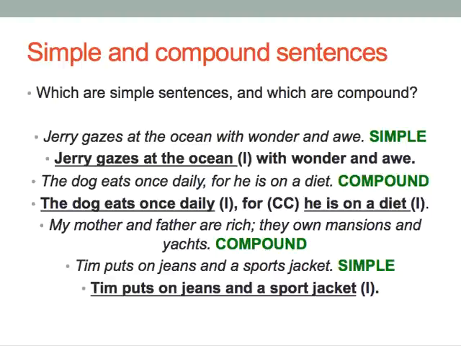Jerry gazes at the ocean with wonder and awe. A simple sentence with a prepositional phrase at the end. So that's an independent clause with a prepositional phrase after it. The dog eats once daily, for he is on a diet. It's compound. We see for, our coordinating conjunction, in between the two independent clauses. My mother and father are rich; they own mansions and yachts. Anytime you see a semicolon, you know it's going to be a compound construction.